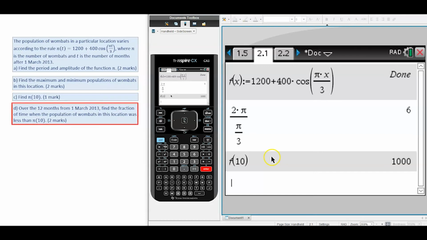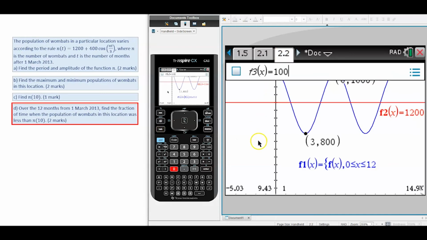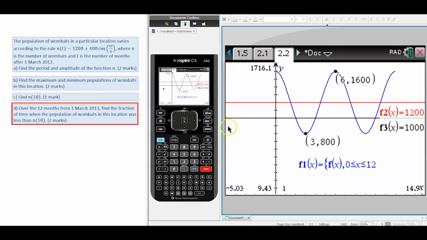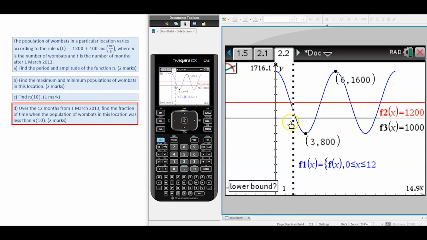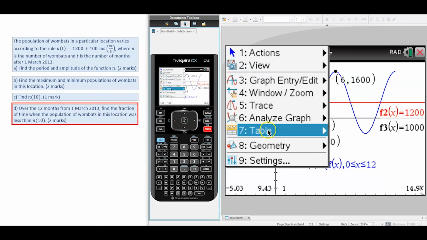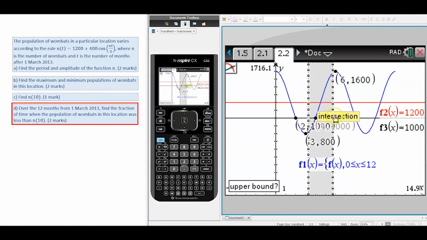Over the 12 months from 1st of March 2013, find the fraction of time when the population of wombats in this location was less than n being 10. So n being 10 is 1000. So if I go back to my graph page here and type in 1000, I get this line here. I want to find the intersections between these values. So here and here, there's one: menu, analyze, intersection, this one and this one.